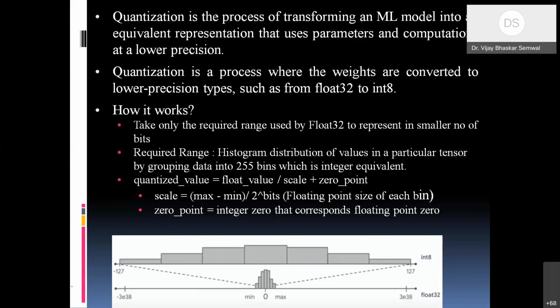How does it work? Take only the required range used by float 32 and represent it with a small number of bits. So we'll see what the minimum to maximum is. Float is -3 into 10 raised to 38 to 3 into 10 raised to 38, and for integer 8 we are getting -127 to 127. Then by applying this formula you can easily scale the data.